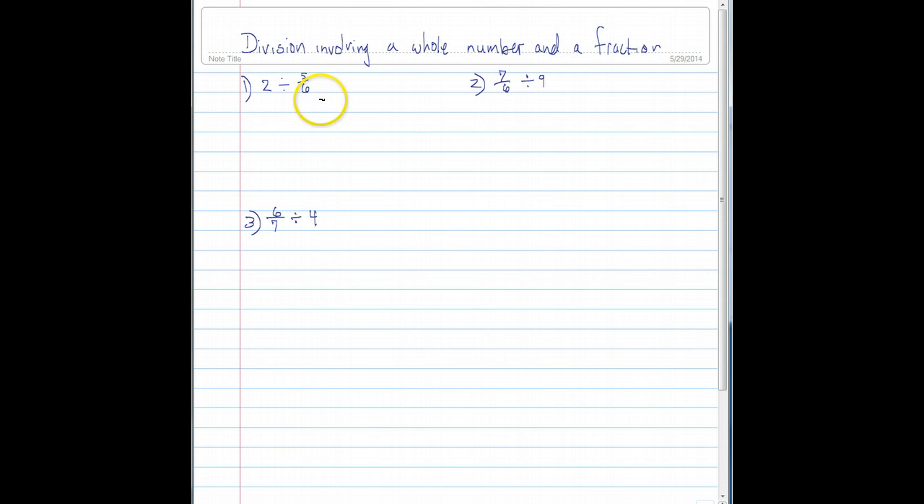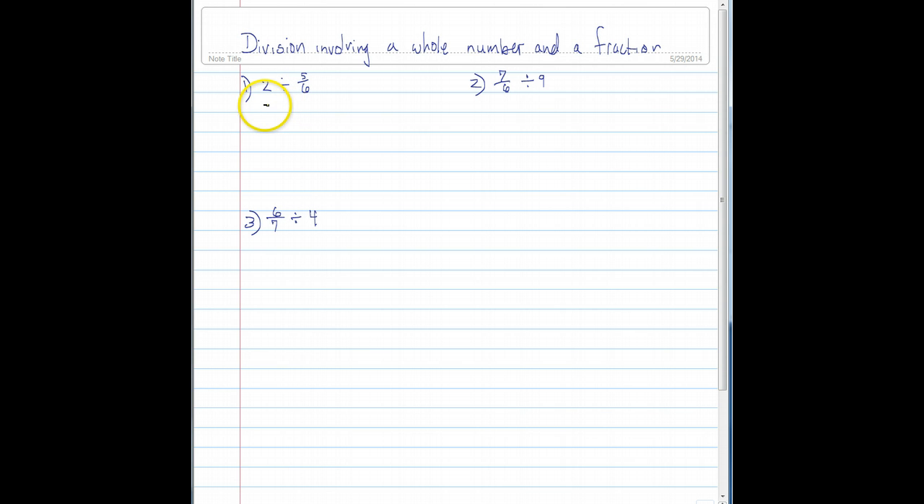So we're going to look at the topic, division involving a whole number and a fraction. So the steps are the same every time. We keep the first piece of the division alone, change division to multiplication, and flip the second fraction or take the reciprocal. So in essence, we're multiplying by the reciprocal of the second fraction.